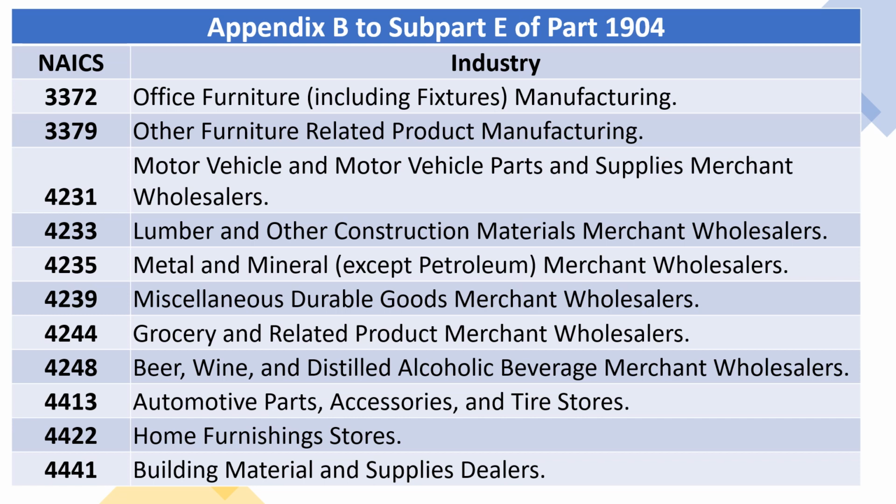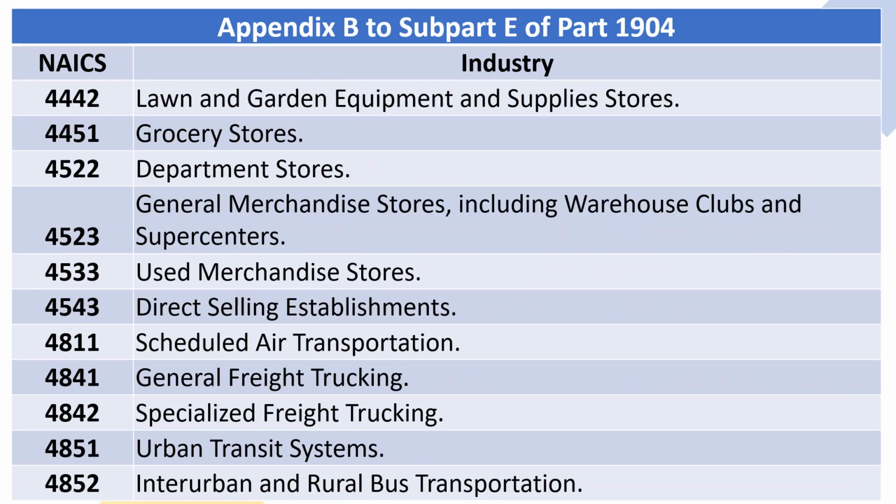4413. Automotive parts, accessories, and tire stores. 4422. Home furnishing stores. 4441. Building material and supplies dealers. 4442. Lawn and garden equipment and supply stores. 4451. Grocery stores. 4522. Department stores. 4523. General merchandise stores, including warehouse clubs and supercenters. 4533. Used merchandise stores. 4543. Direct selling establishments.